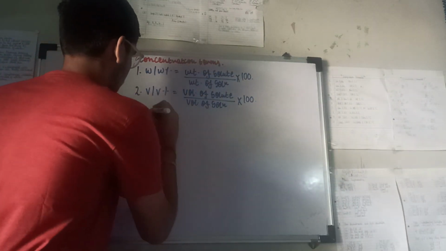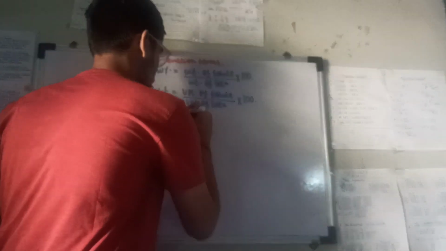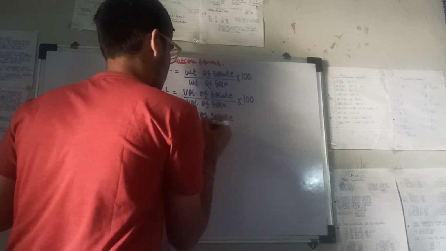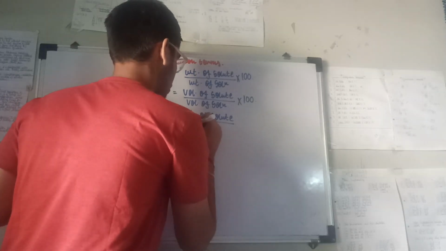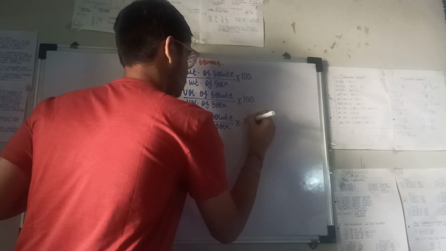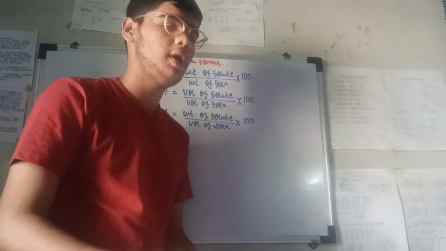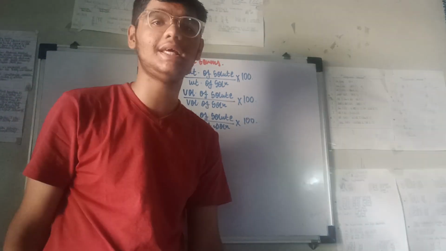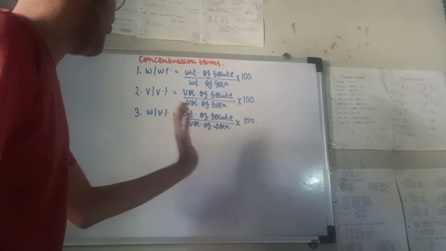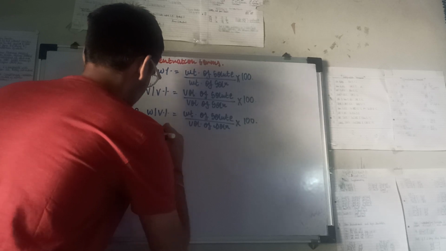Third, weight by volume. So weight of solute by volume of solution. Suppose weight by volume percent of NaCl is given as 10% again. So 10 gram of NaCl is dissolved in 100 ml of water. Understood? Fourth term is just reverse.